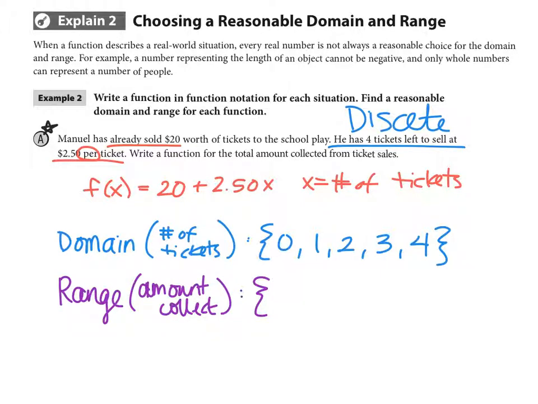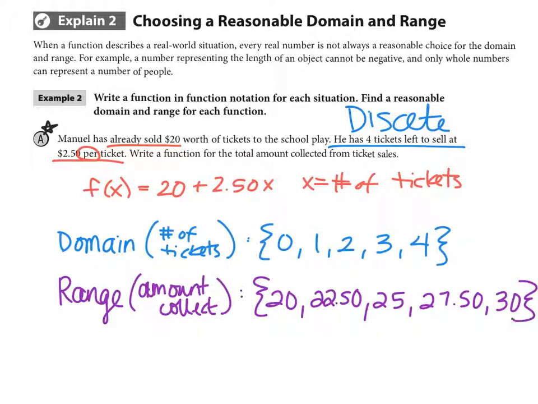So if he sold 0 tickets, well, we know he would have $20. If he sells 1 ticket, that's 20 plus 250, which is going to be $270. If he sells 2 tickets, that's going to bump him up to $520. 3 tickets, right? I'm just continuing to add $250 every time. That's going to give me $770. And if he does 4 tickets, that's going to get him up to $1020. So that is your specific domain and range, labeling for the fact that this is a discrete function.